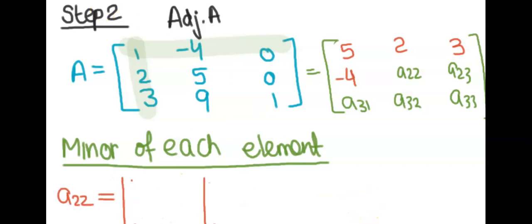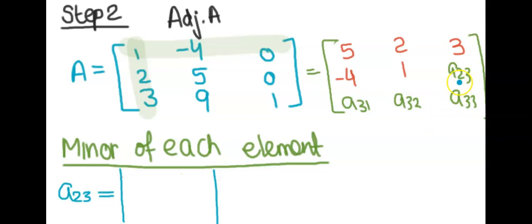When we do A22, which is this, Super Mario is here. So 1, 0, 3, 1 is left. 1 times 1 is 1, minus 0. The answer is just a 1. So I rub that one and I put 1 there.